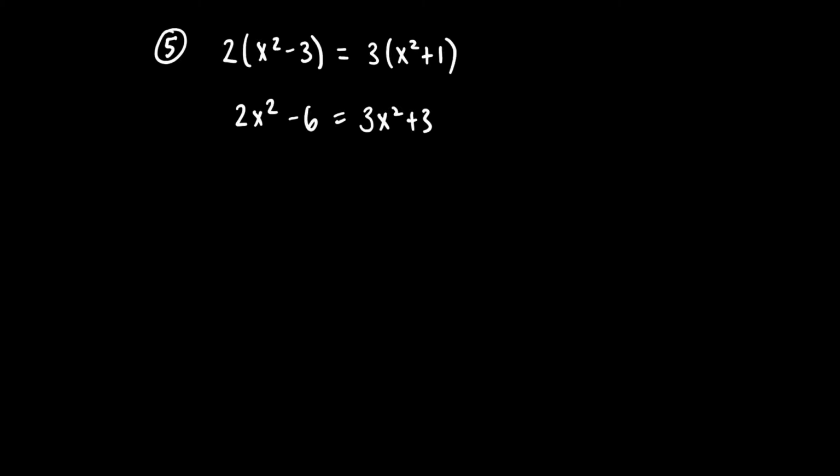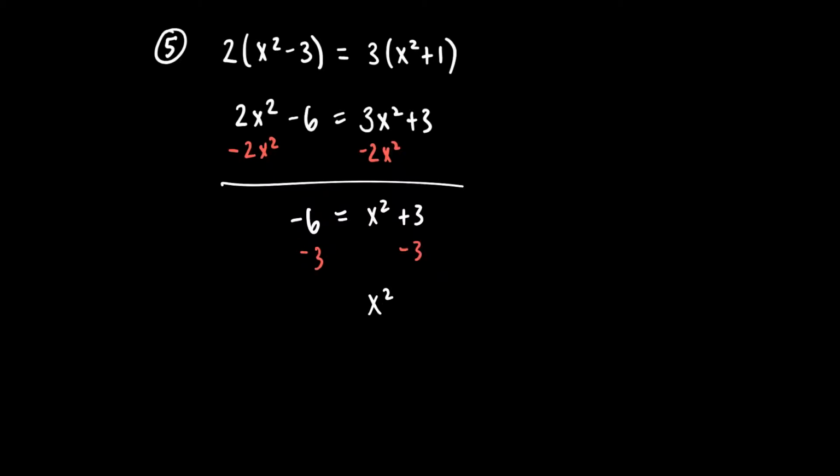So I like to keep my variables positive, so I'm going to subtract 2x squared here. If you subtract 3x squared to get the x squareds on the left, that's fine. You'll just have a negative x squared. I prefer having positive x squareds. Okay, so from here we've got x squared plus 3 is equal to negative 6, so I'm going to subtract 3 from both sides, and we're left with x squared is equal to negative 9.